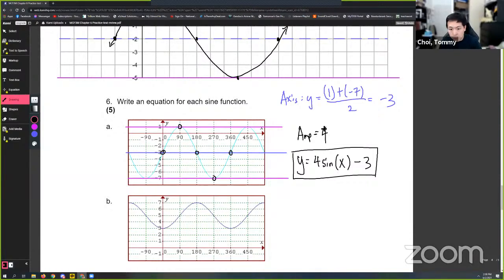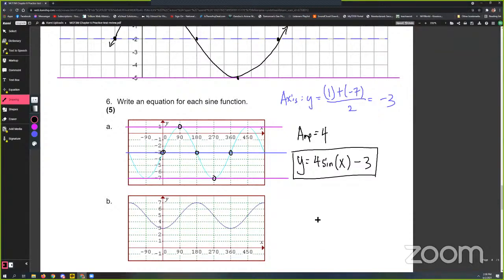Right? The moment you find amplitude and axis, you've done most of the equation. The only thing you need to worry about is then phase shift. Did it move? Where did it move to? Okay? Yes, please repeat it.